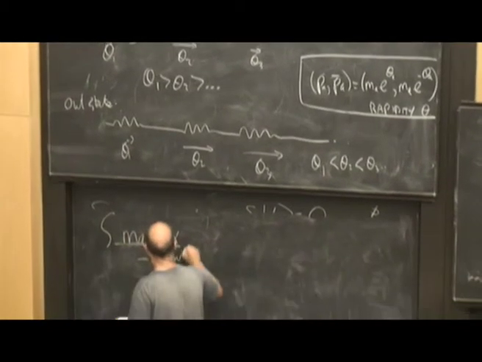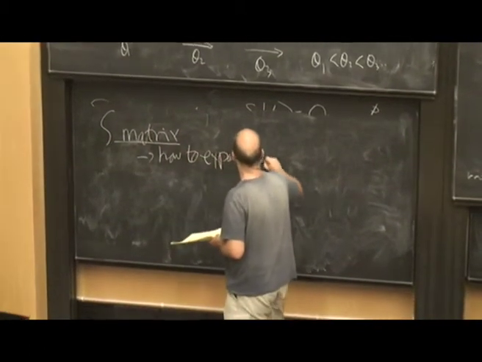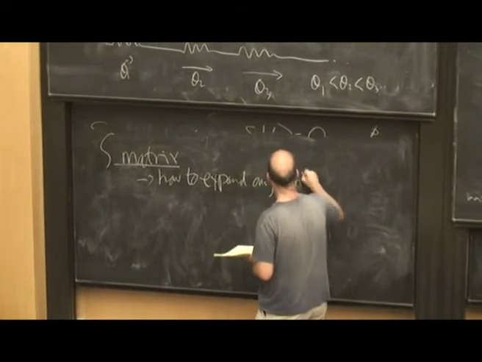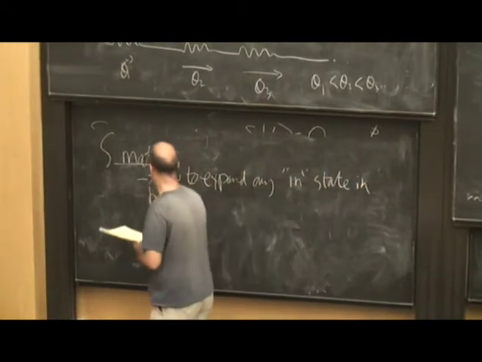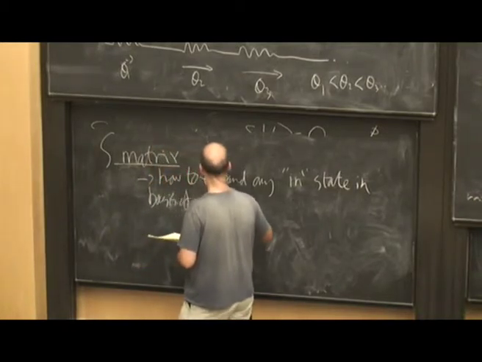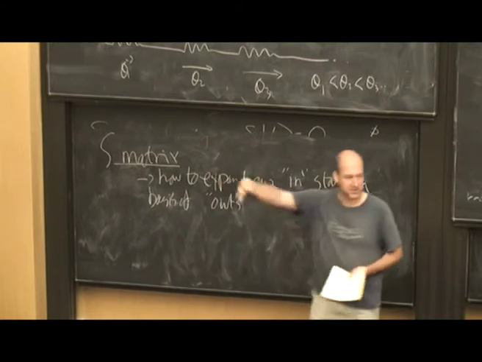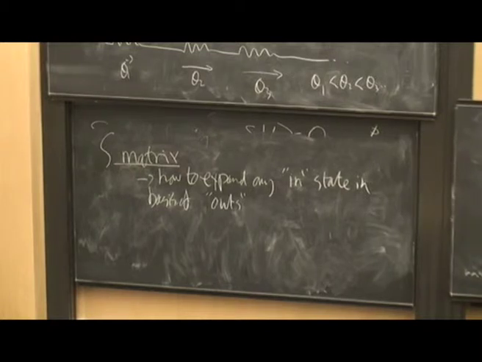So the S matrix tells you how to expand any in state in a basis of outs. Okay, so that will tell you what it turns into, which is the basic question you want to answer. Okay? And it's a piece of infrared data. Okay? It tells you what happens when things are infinitely far apart in the past, how they turn into things infinitely far apart in the future.